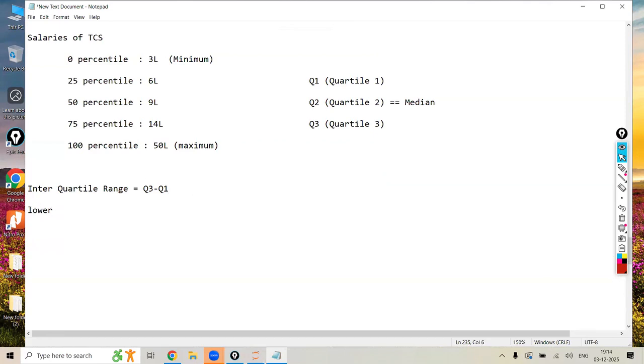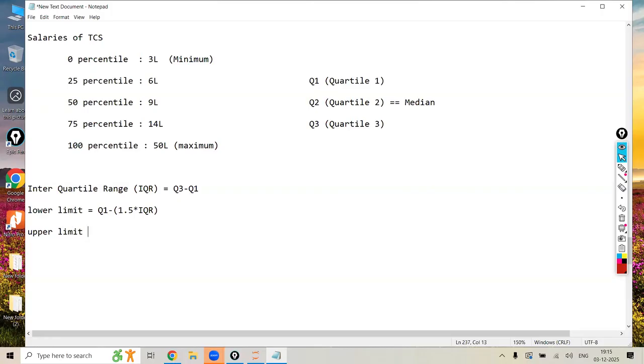Next one we are having is called the lower limit, which is nothing but Q1 minus 1.5 into IQR. What is IQR? IQR is nothing but interquartile range. The shortcut for interquartile range is IQR, which is Q3 minus Q1. And the lower limit is this one. And similarly, we are having the upper limit.